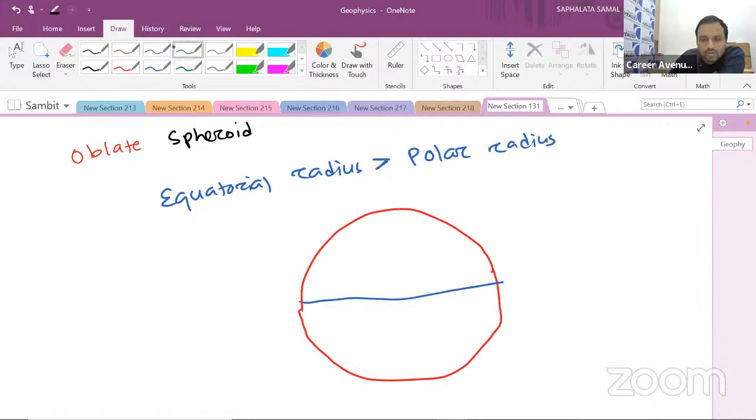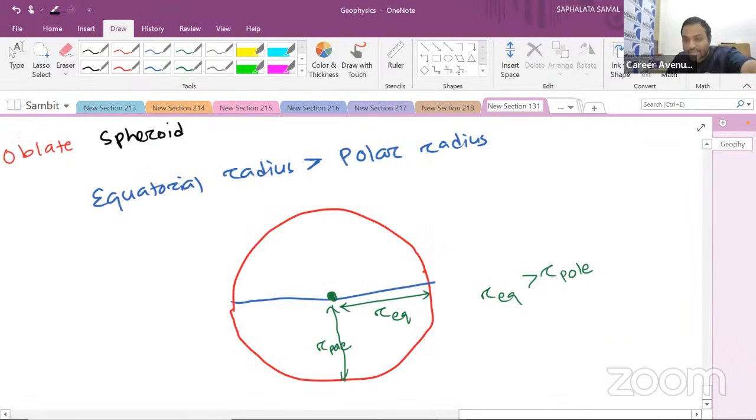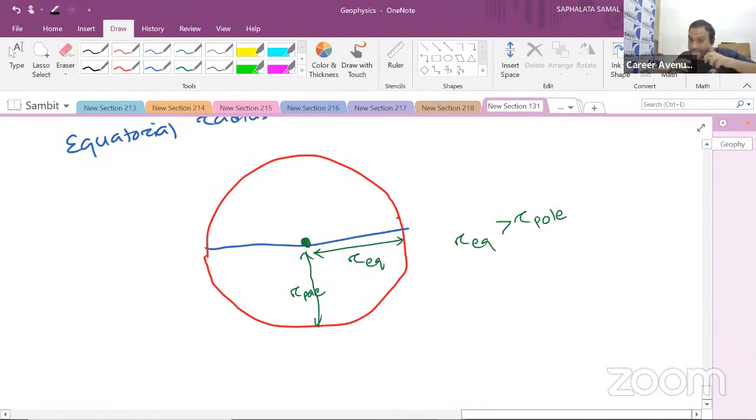This is the pole. This is the center of the Earth. Let's say this is the radius at the equator, and suppose this radius is the radius at the pole, and the radius at the equator would be more than the radius at the pole. If this is the case, the value of g will also be different because the radius is different.